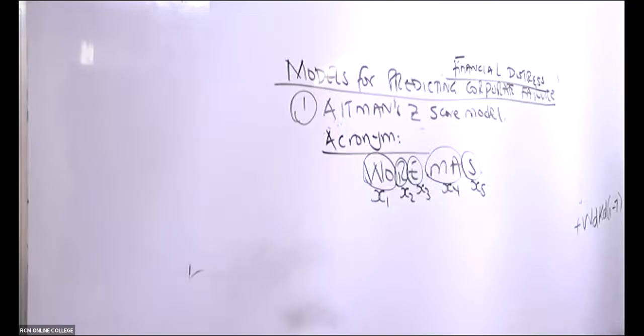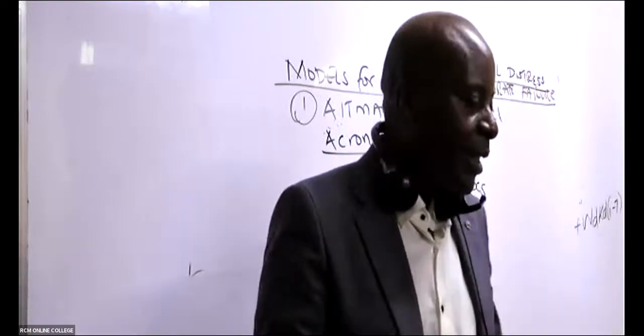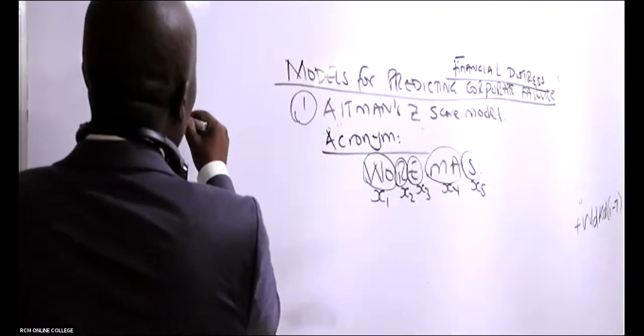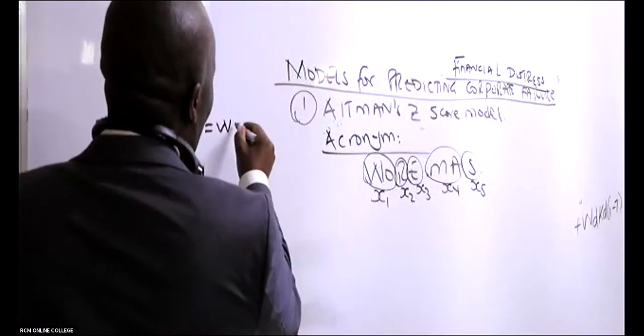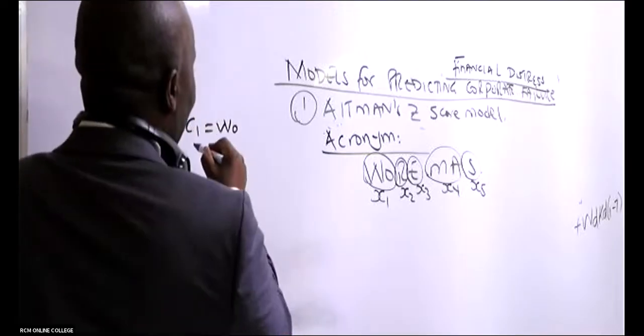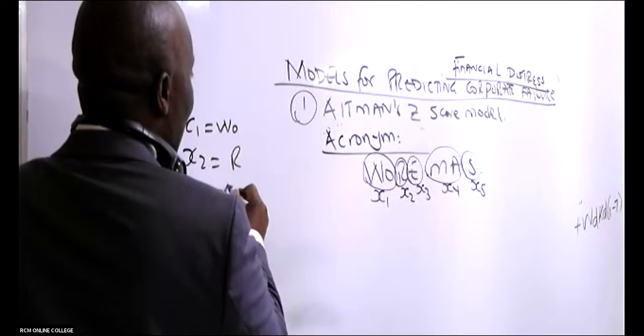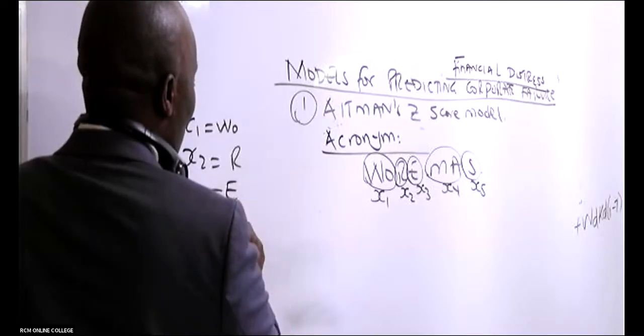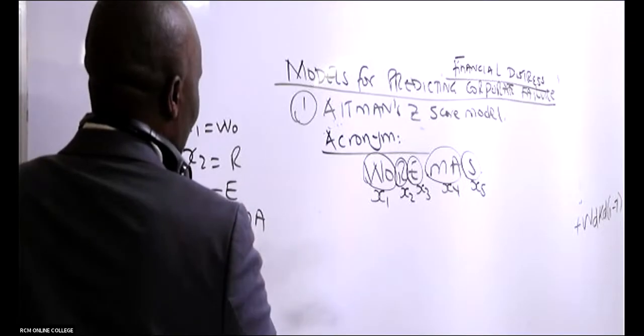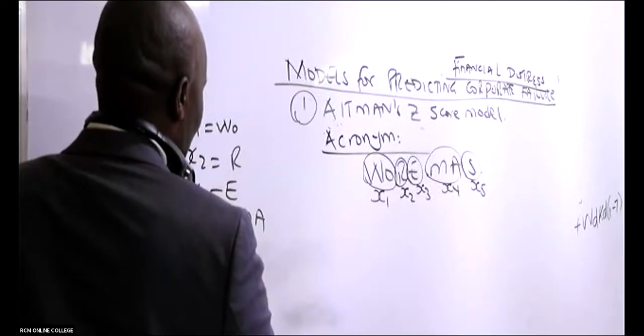So Altman's Z-score, WRMS. Now let's write this WRMS nicely downwards. I want to show you something here. We have said that X1 is WO, X2 is R, X3 is E, X4 is M, then we have X5, which is S.